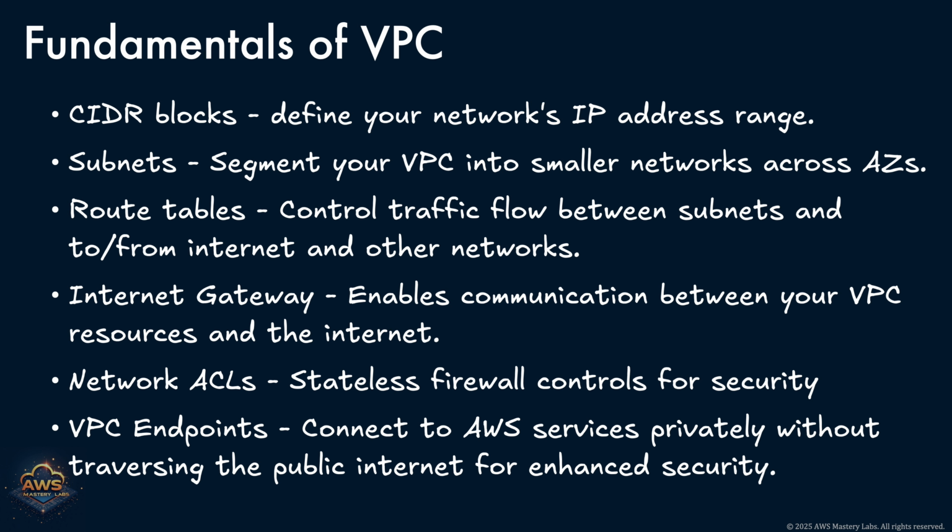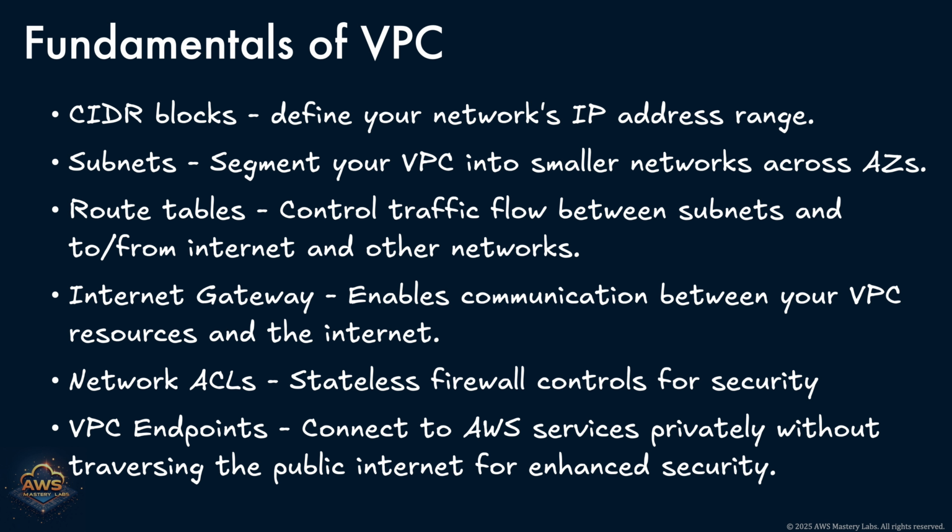It all begins with the CIDR block, a range of IP addresses defined using classless interdomain routing notation. This is where you establish the size and structure of your network. For example, a CIDR block like 10.0.0.0/16 provides up to 65,536 IP addresses, offering ample room for growth as you deploy applications and services. This address range forms the backbone of your VPC and sets the stage for all networking operations.